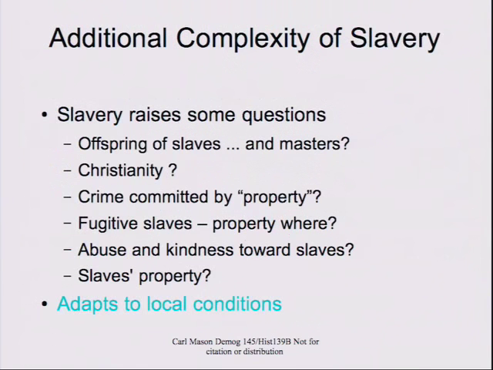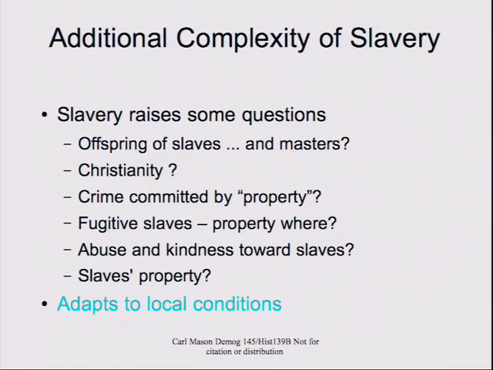There are other additional complexities that have come up and will come up, in addition to offspring, slaves, and masters, as we've seen. What about Christianity? Should Christians enslave Christians? Again, I refer to the Bible. In the Old Testament, it was clear that Jews should not enslave Jews, but should Christians enslave Christians? Not always clear. Crimes committed by property are another right to property, here in quotes, because, of course, slaves are the property in question.